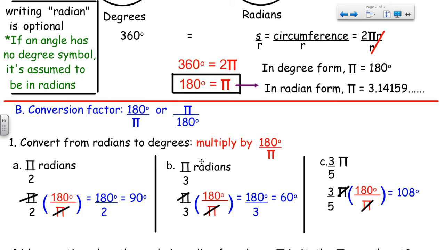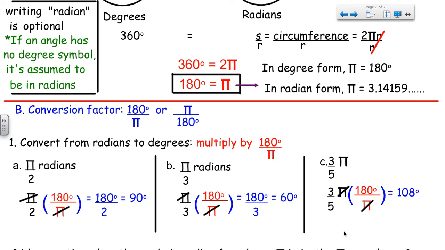I go to B. I have pi over 3 radians. Again, pi over 3, I multiply by 180 degrees over pi. The pi cancels out. So this is 180 degrees divided by 3, or 60 degrees. Then I have 3/5 pi. Again, 3/5 pi, 180 degrees over pi. The pi cancels out. So when I multiply 3 times 180 divided by 5, I end up with 108 degrees. Okay. Do you notice, by the way, that in each of these, the pi cancels?